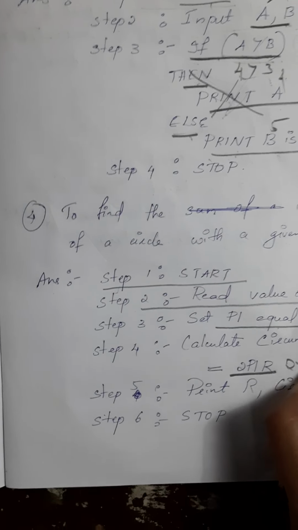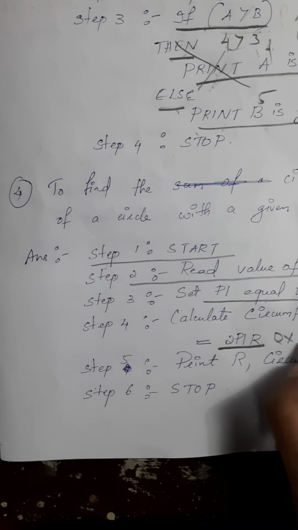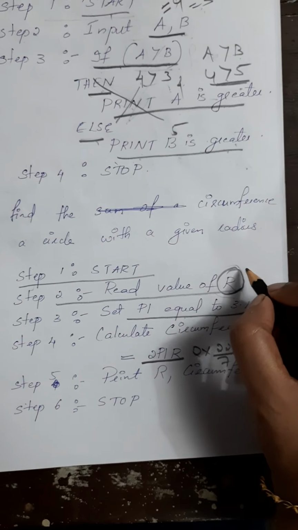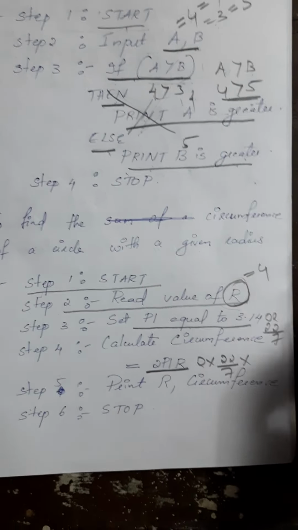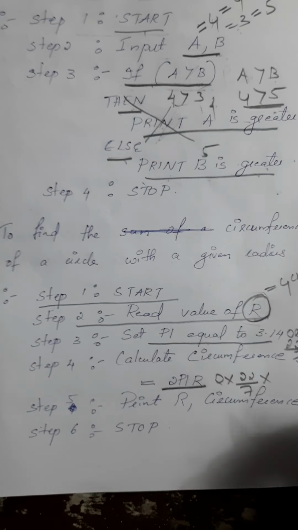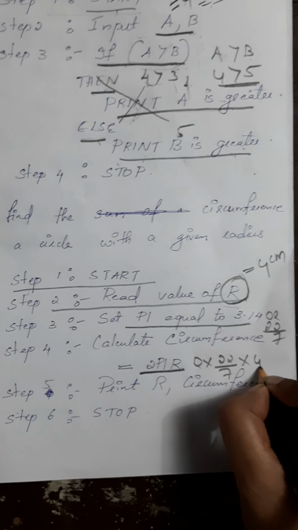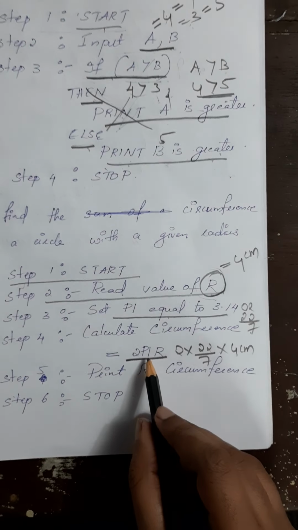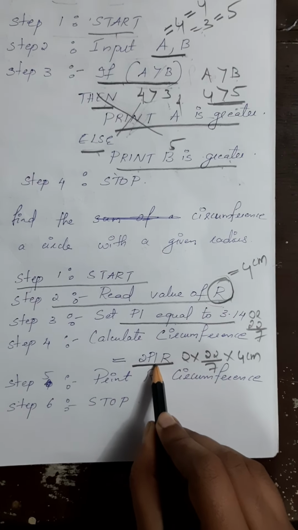2 into pi value, I can give 22/7, into, let the radius be, for example, I am giving the value for radius as 4. Okay, 4 centimeter. My radius is 4 centimeter. So here I am giving 4 centimeter. Okay, this is my equation for finding the circumference of a circle.